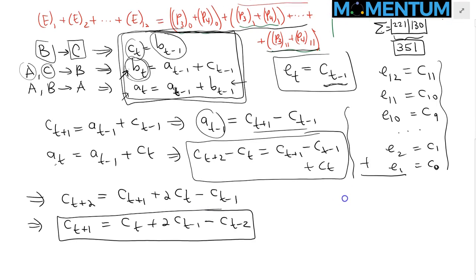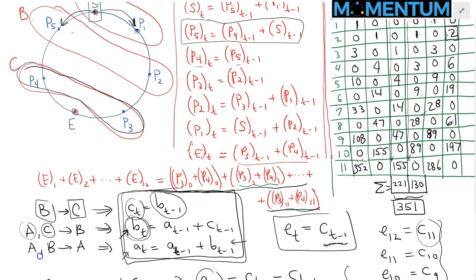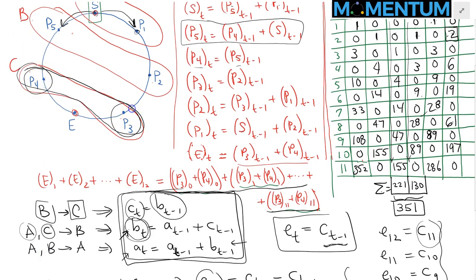So we have already established what we need. We need C sub 11 and so on. To get, for instance, C sub 11, I will need to calculate all the way up, so replace T equals 10, right? But to begin using this recursion, I need to calculate, for instance, C sub 0, C sub 1, C sub 2.